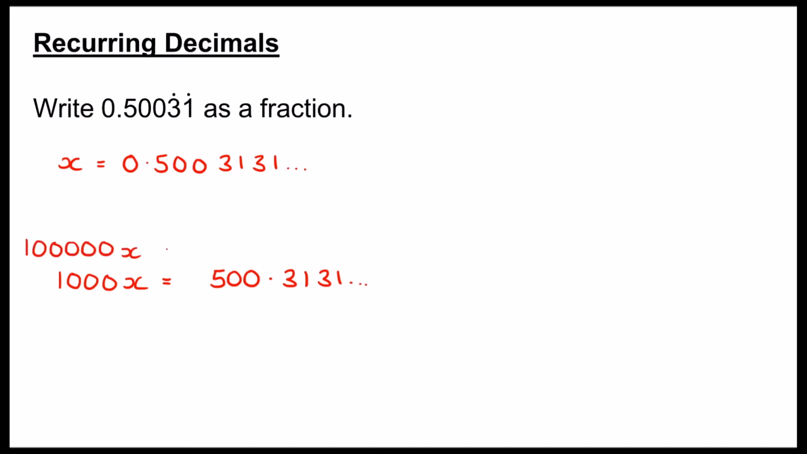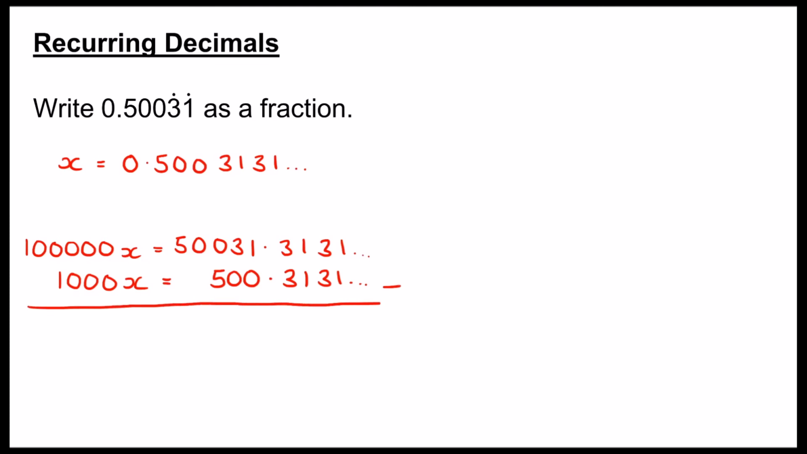If I times the original equation by 100,000, I'd get 100,000x, and that would be equal to 50,031.3131 and so on. As before, all the recurring parts that appear after the decimal place align up, so if you subtract, they'll all cancel out. So let's have a go at doing this.